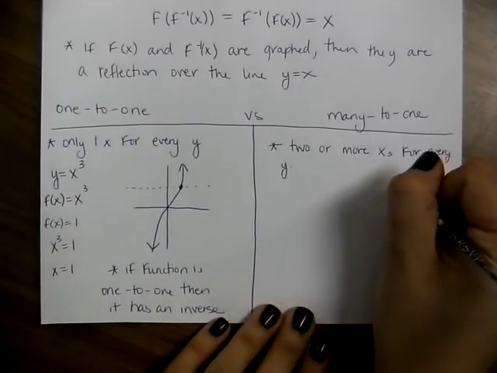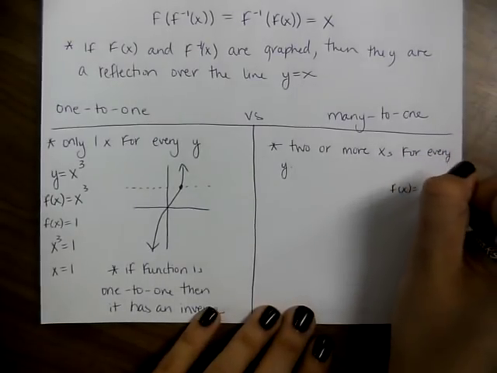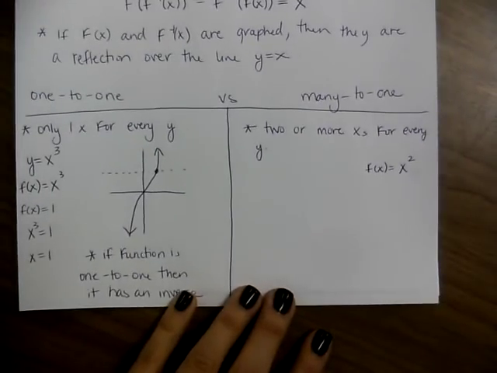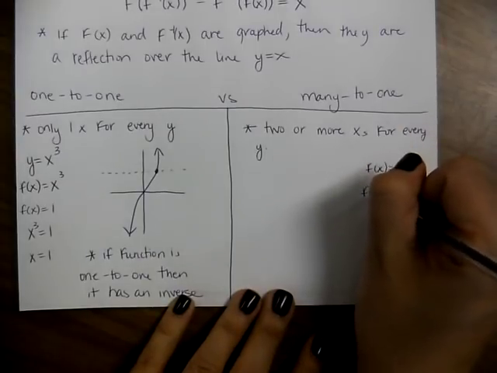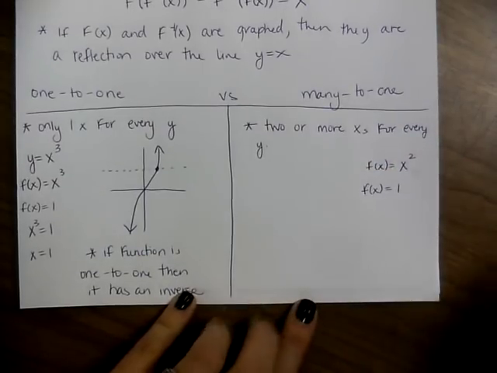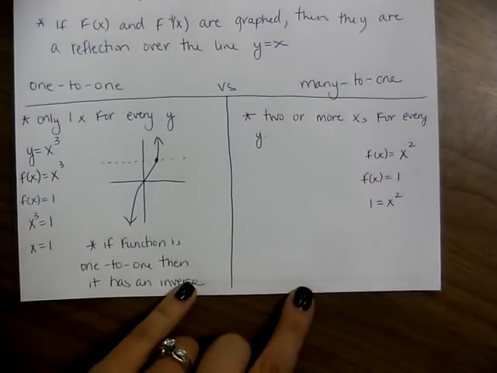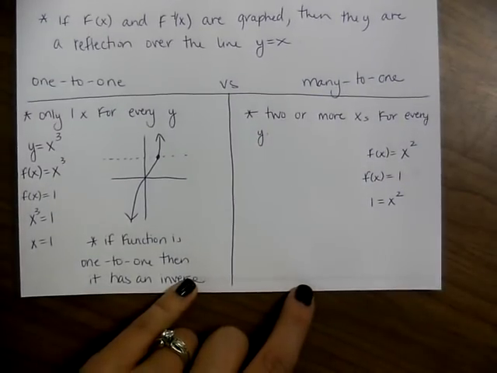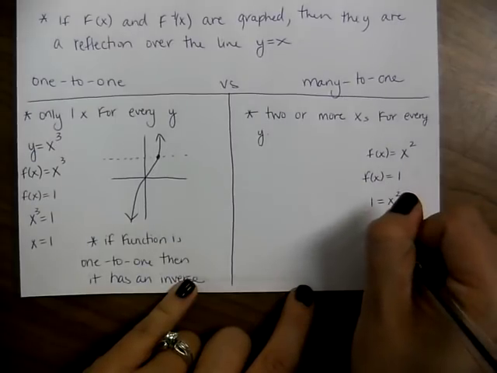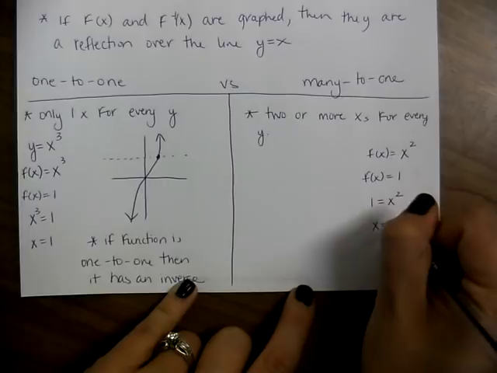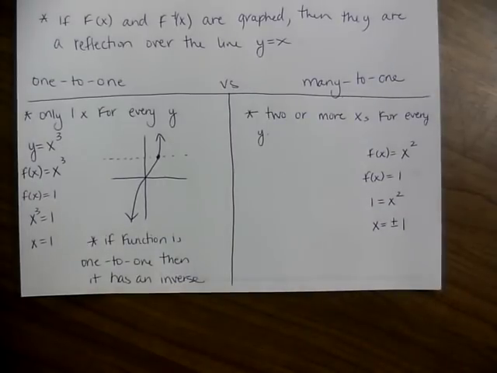So if you think about f of x equals x squared, and I do the same thing. I let f of x equal 1, and I set this x squared equal to 1 and solve for x. When you take the square root, don't you get plus or minus? So this is saying for that one y value, you could plug in either positive 1 or negative 1 and get out the same result.